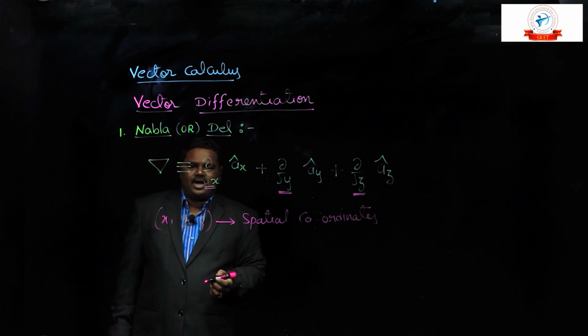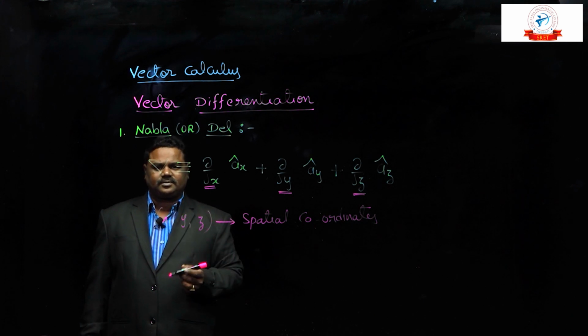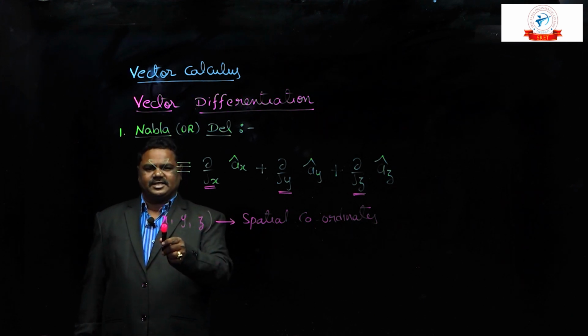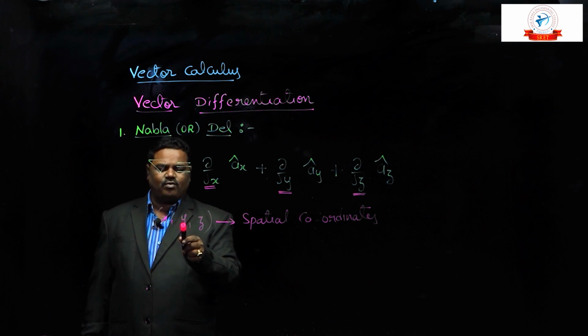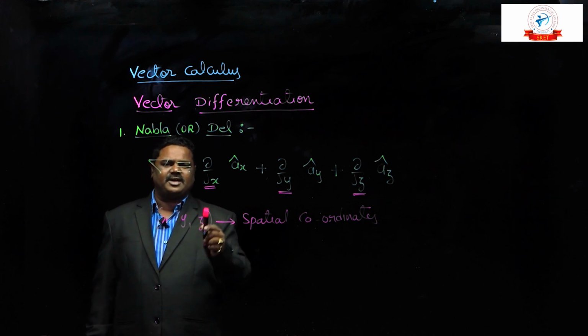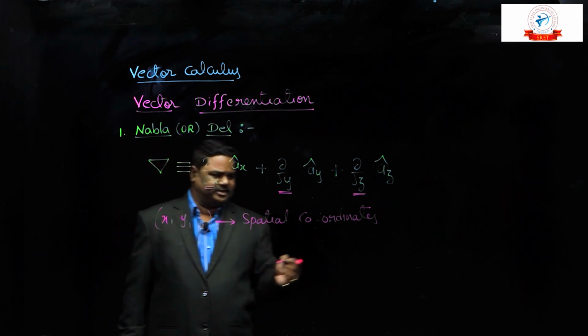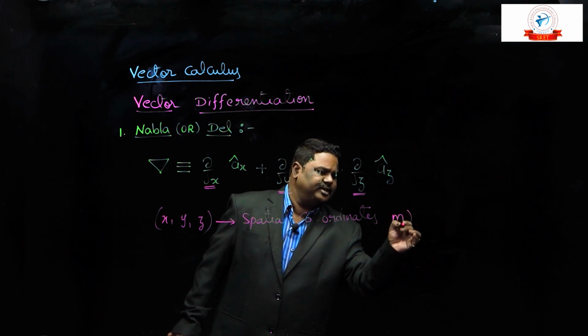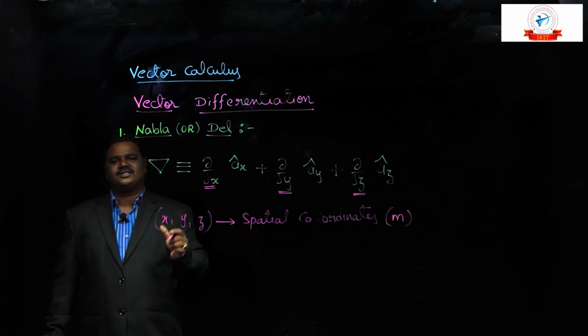Okay. Now, can you tell me what the units of x, y, z are? You know that x represents length along the x axis, y represents length along the y axis, z represents length along the z axis. All these represent length along different axes, and length is measured in meters. So, the spatial coordinates have units of meters because they are length.